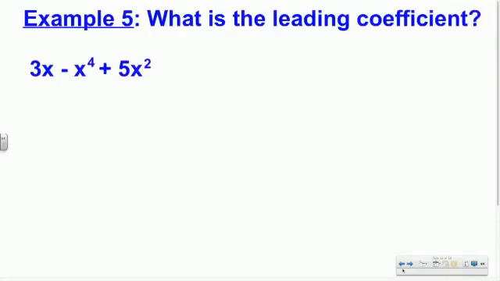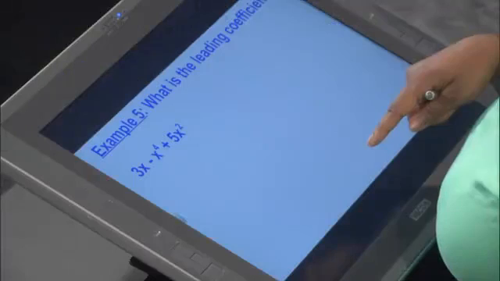All right, let's keep going. Now, what's the leading coefficient of this polynomial? So I see I have 3x minus x to the 4th plus 5x squared. Okay, so I'm going to have to do some maneuvering because this is not in standard form. And I know that because I see that that middle term has the largest exponent, an exponent of 4, and it's not written first.